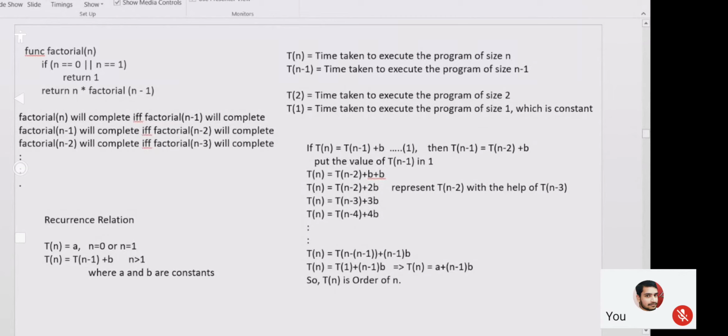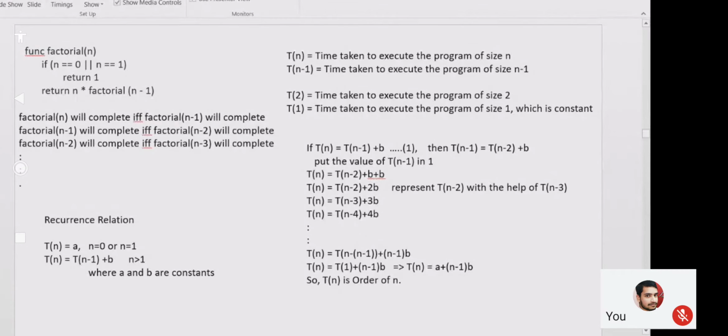N square. Exactly, order of n square, because this is the higher term than this. Similarly, if you have log n plus n log n plus n square, then also as n square is the higher term, the time complexity will be order of n square. Okay.